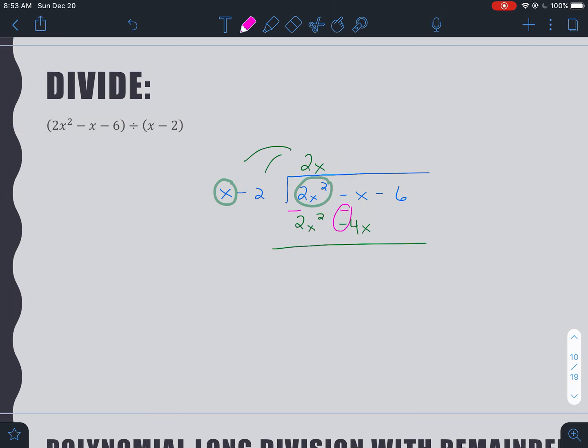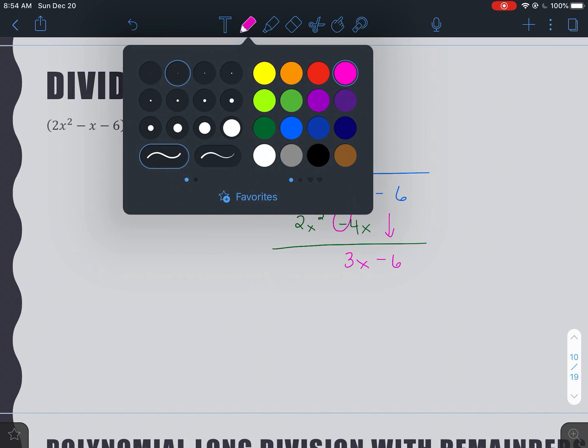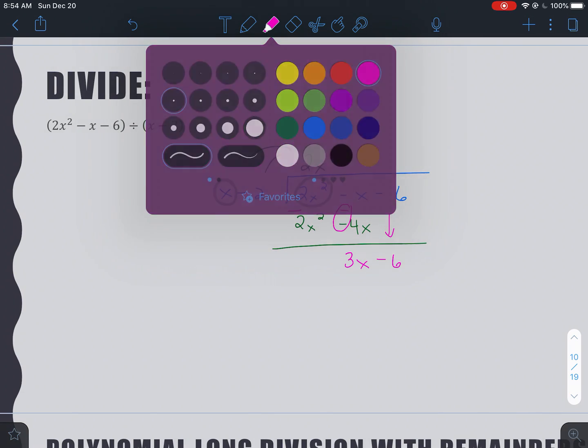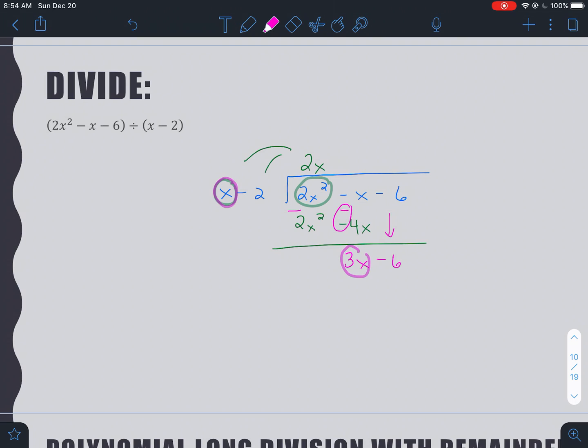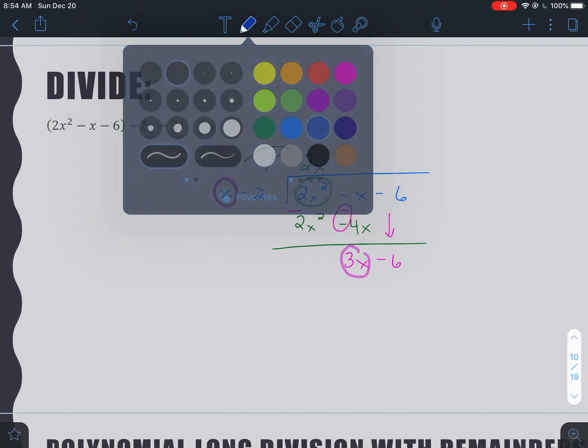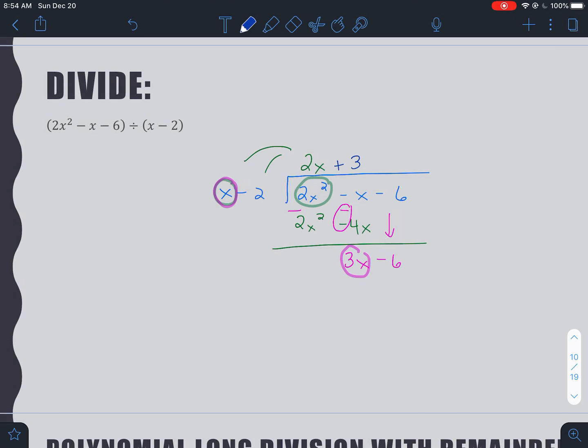2x squared minus 2x squared is 0. Negative x minus negative 4x. So notice we're subtracting negative 4x, so that's like adding 4x. So negative x plus 4x is 3x, and then bring down the negative 6. And then we're going to do the same thing again. So x times what is 3x? Well, x times 3 is 3x, and then we're going to distribute that 3 in. So 3 times x and 3 times negative 2, so this would be 3x minus 6.